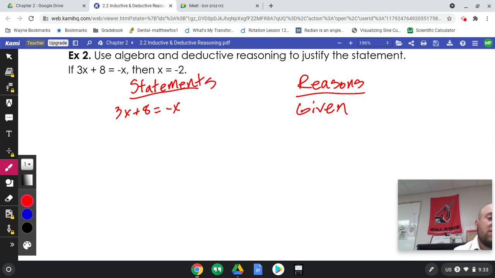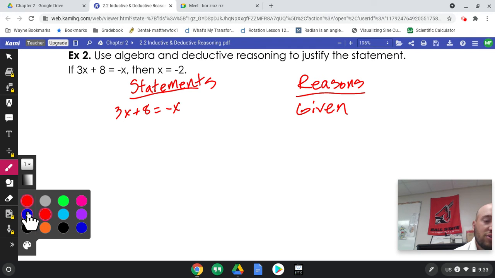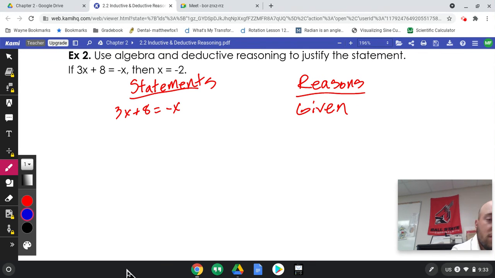So to solve this, you would probably want to move this x. There's a couple ways you can do it, a couple different orders, but I want to move that x over here. And to do that, we need to add x to both sides. So if we think about it, 3x plus x, because we're going to add it to both sides, equals negative x plus x. We add it to both sides, and that's just addition.